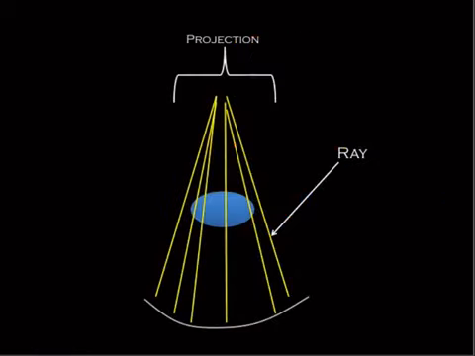So just some more vocabulary here. We've got a projection and a ray. A ray is the total X-ray attenuation along the line from the focal point to a single detector. So one detector, one line. A projection is all the rays at a given angle of the tube. In other words, a series of X-rays that pass through the patient in the same orientation.